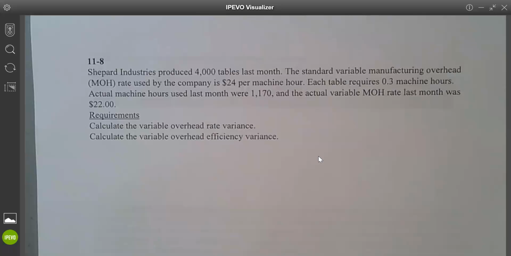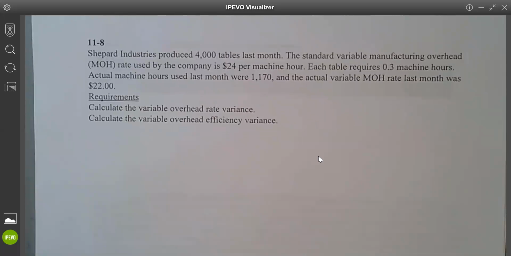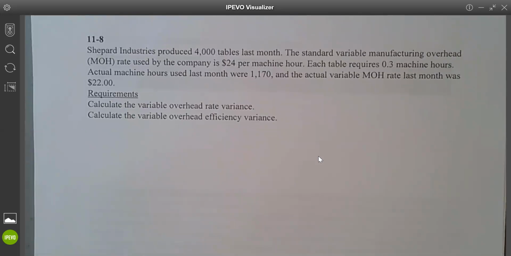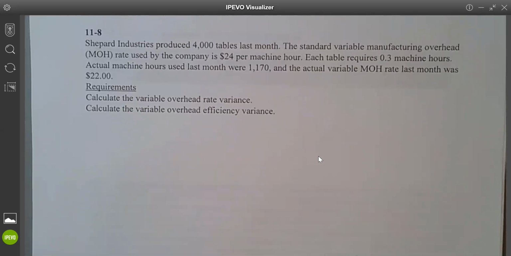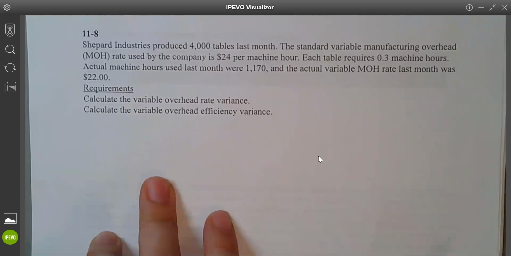Hello everyone, welcome back. This is the video for Accounting 210 and we are continuing with chapter 11. Last time we talked about the variable manufacturing overhead, right? We break the flexible budget variance into the rate variance and then the efficiency variance. So now we do a practice together, okay?